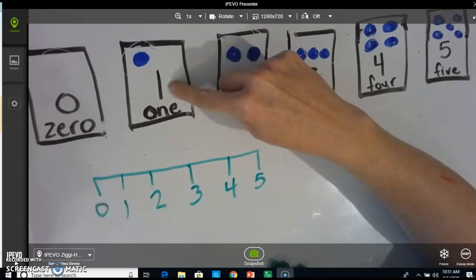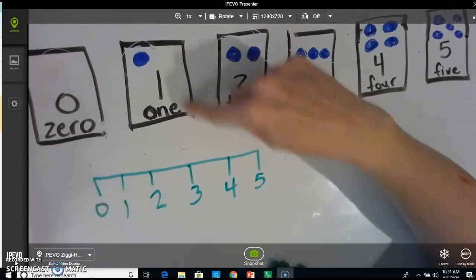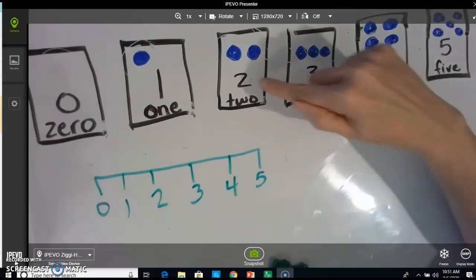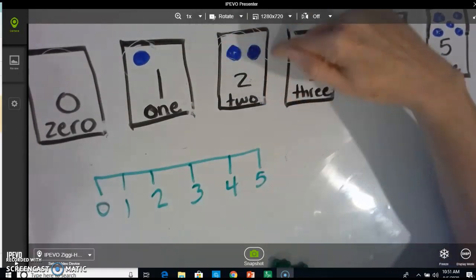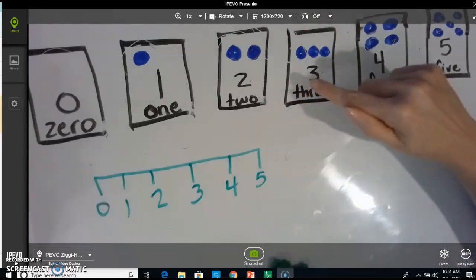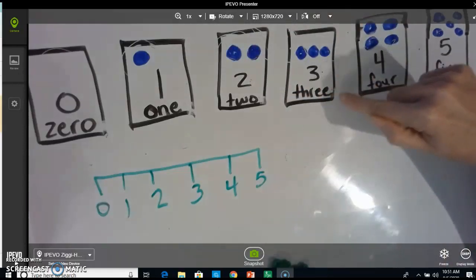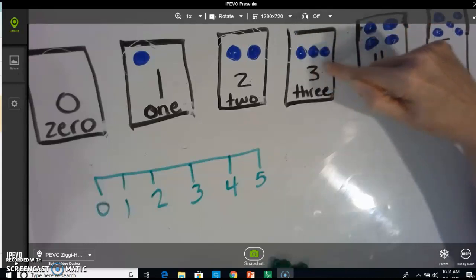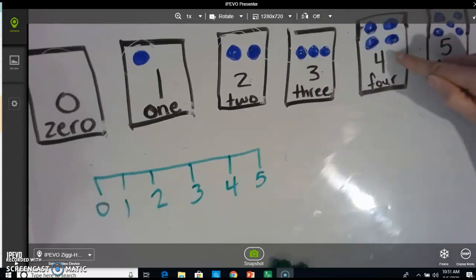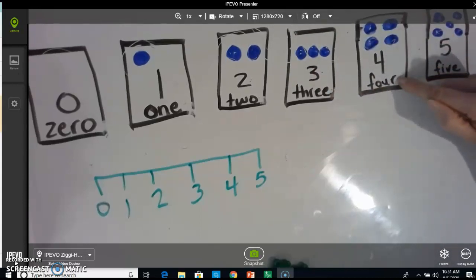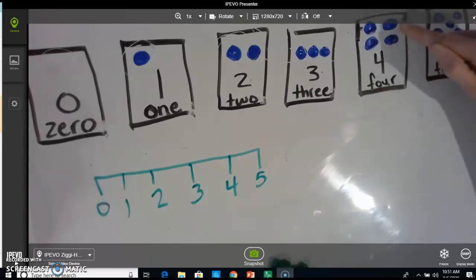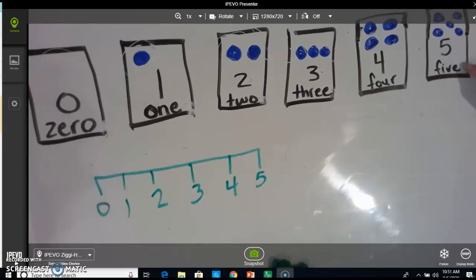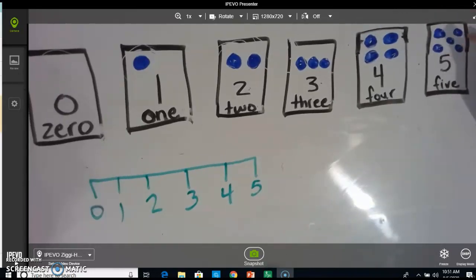This is your digit 1. This is the word 1. This is the set of 1. This is the digit 2. This is the word 2. This is the set or group of 2, 1, 2. This is the digit 3, the word 3, and the group is set of 3, 1, 2, 3. This is the digit 4. This is the word 4. This is the group or set of 4, 1, 2, 3, 4. This is the digit 5. This is the word 5. This is the group of 5, 1, 2, 3, 4, 5.